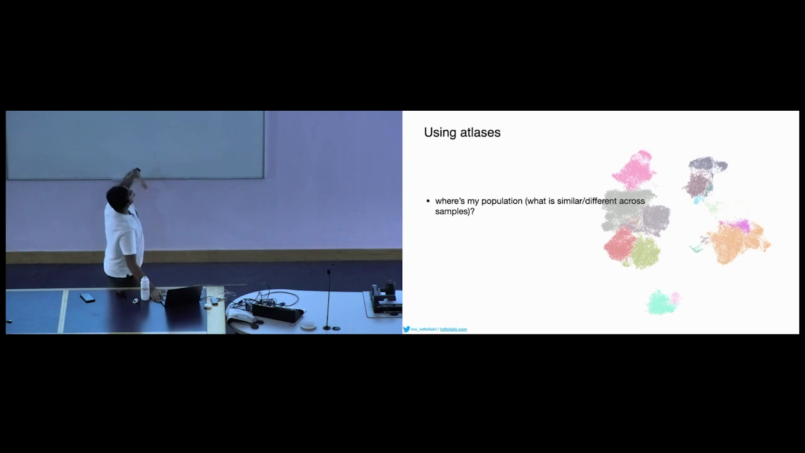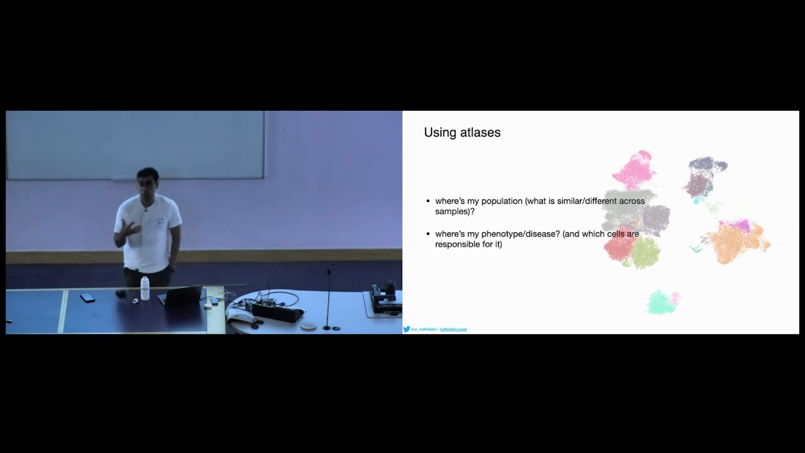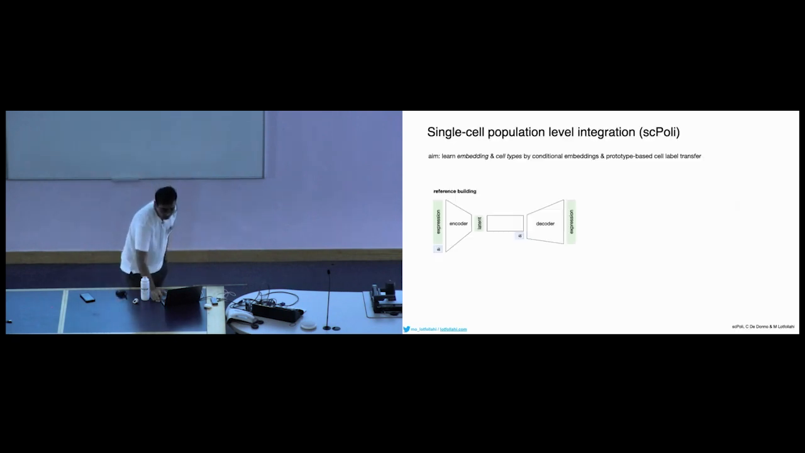So this question will allow you to answer two things. So, population level, and I introduced two different models for this. Where is my population? Meaning, what is similar and different across samples? And then where is my phenotype and disease? Which cells are responsible for two different samples to be different or similar to each other?